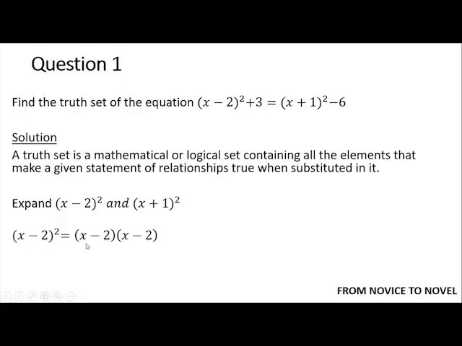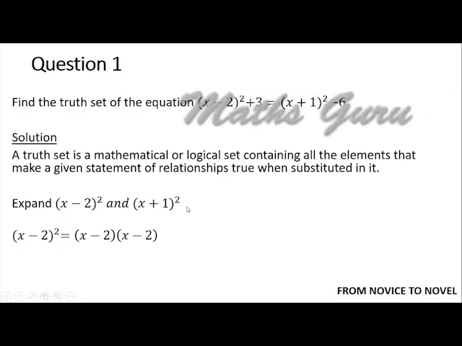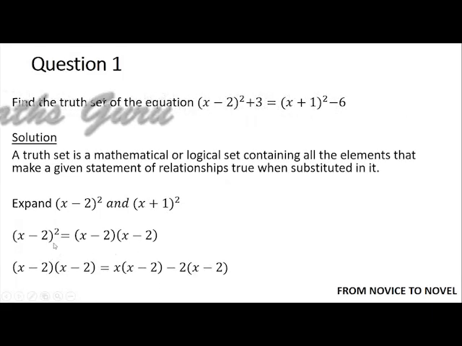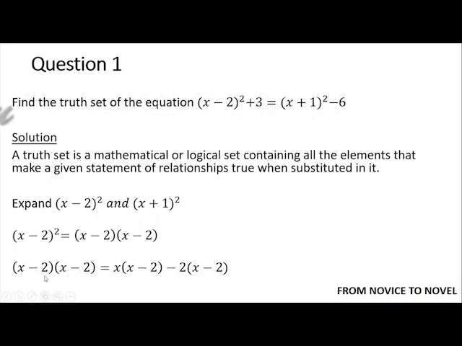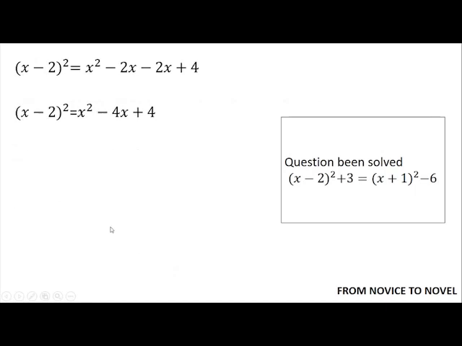x minus 2 raised to the power 2 is the same thing as x minus 2 multiplied by x minus 2. In the same way, (x plus 1) squared is also the same as x plus 1 multiplied by x plus 1. So when we go ahead to expand, this x multiplies the whole of x minus 2, then this minus 2 also multiplies the whole of x minus 2, so that we have something of this nature, and then this follows.